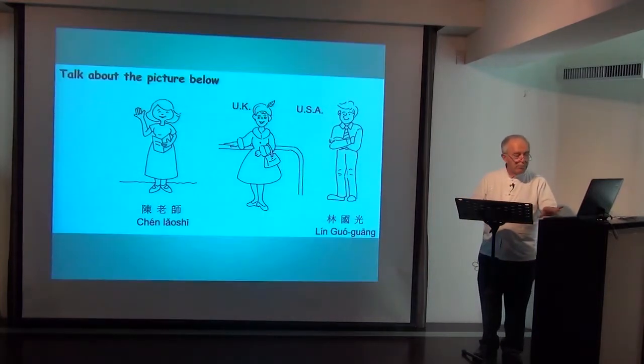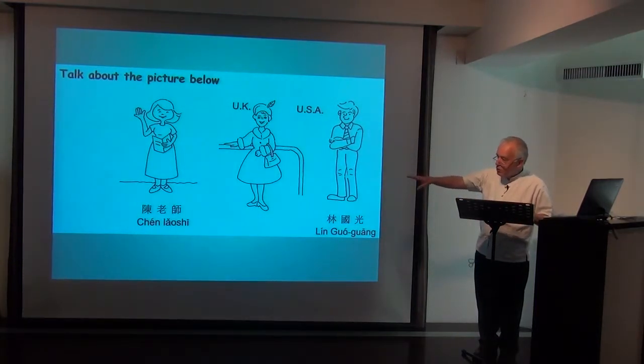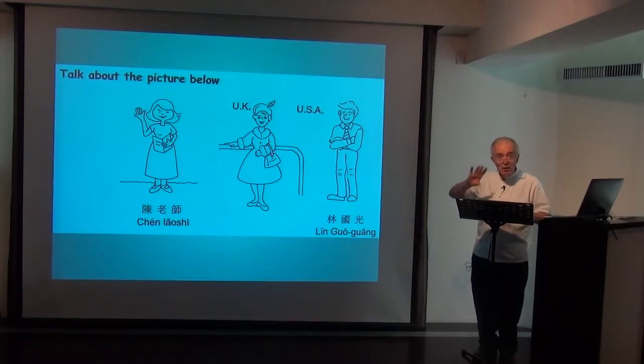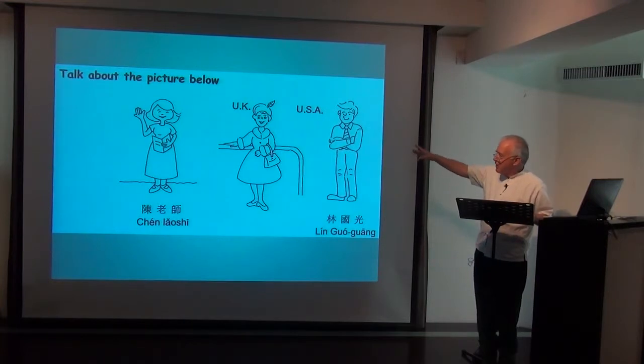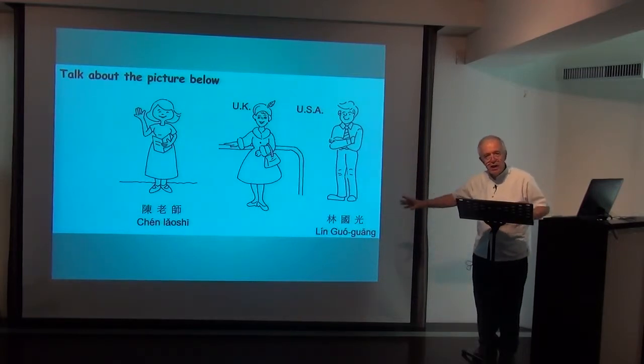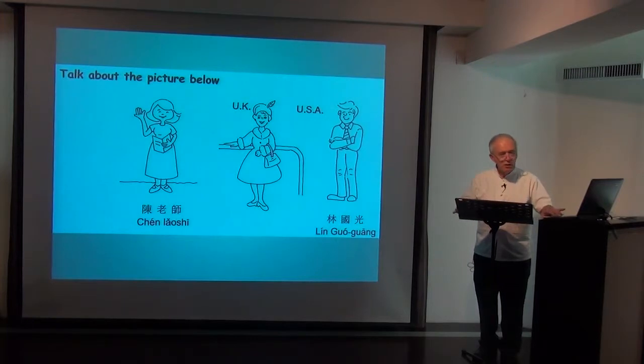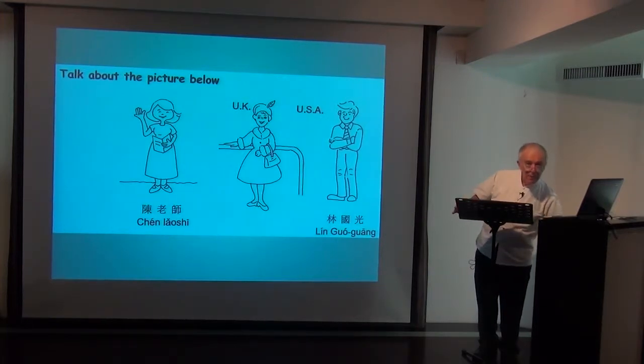Now, how can we practice it? Well, we can use pictures. For instance, we can ask 他姓什么 or 他姓陈. In the middle, 他是英国人吗? 不是英国人. 他是英国人吗? 不是英国人. 他姓什么? 他姓林. 他叫什么名字? 他叫林国光. And so using pictures very simply to practice 是, 姓, and 叫.